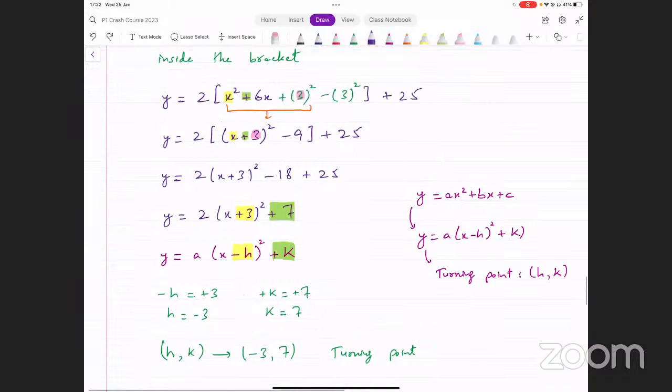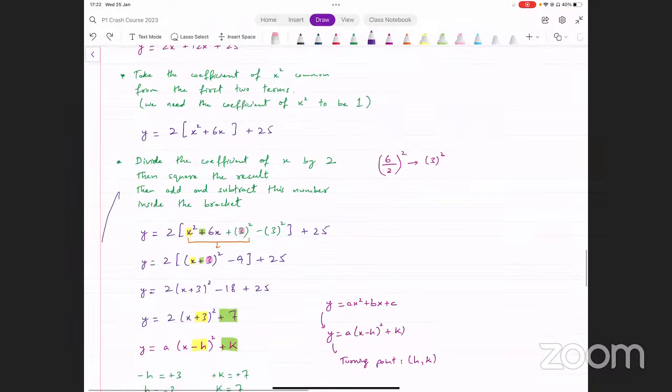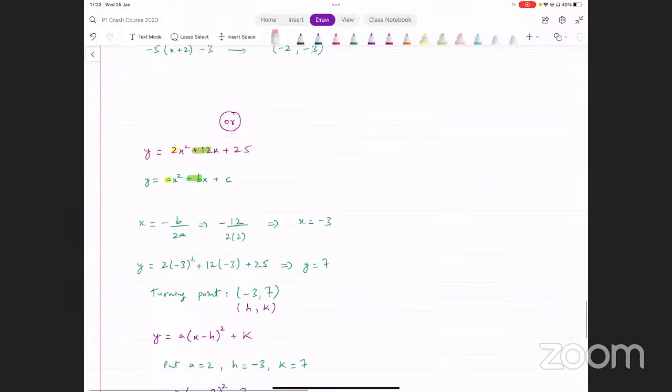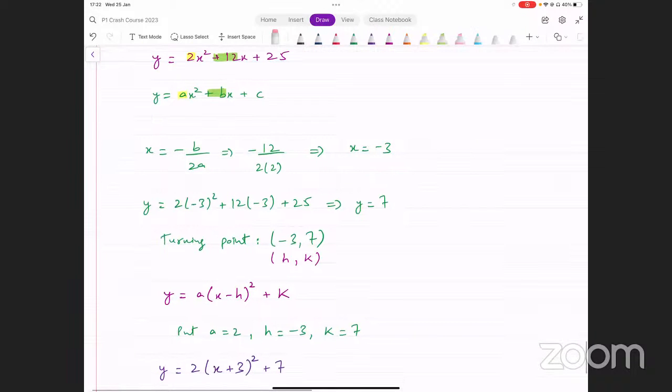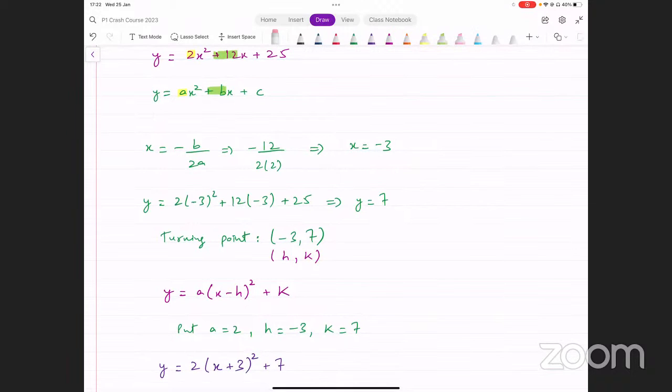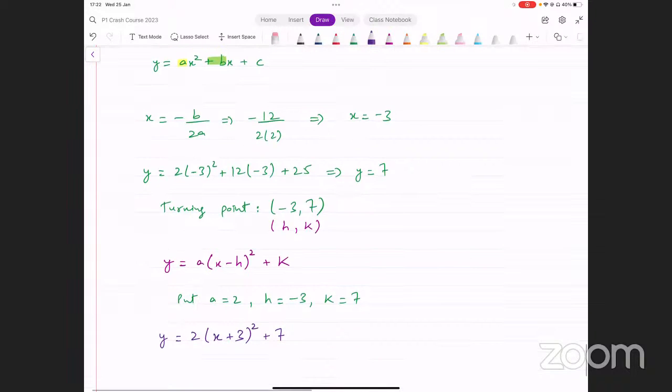But now you don't have to do all this algebra that we did here, and that saves you from some careless errors. If you find that easy, you can also do this. You find the turning point first. You can just remember this particular form: y equals a into x minus h whole squared plus k. Just input values in this form, and that's going to give you the completed square form directly.